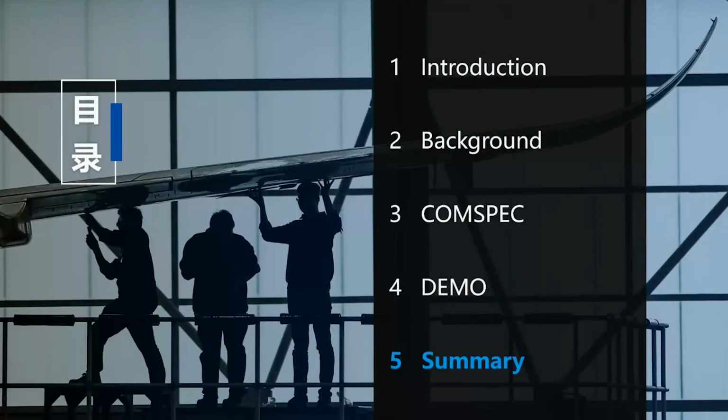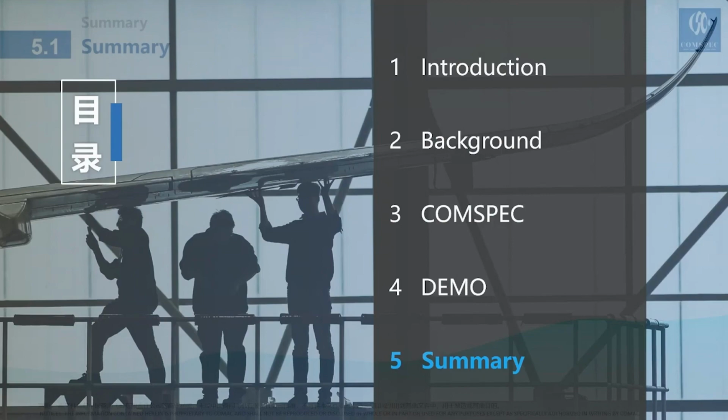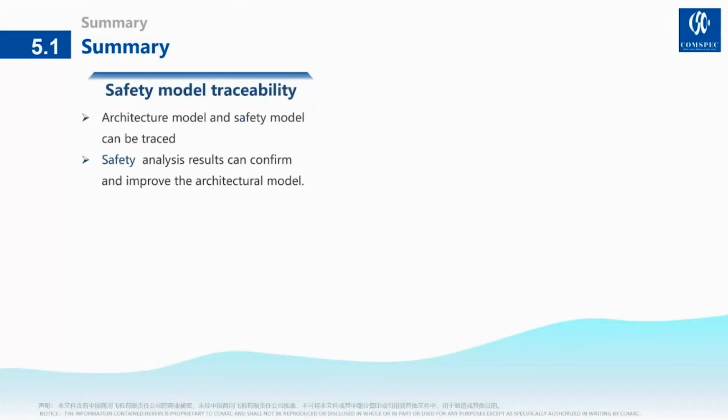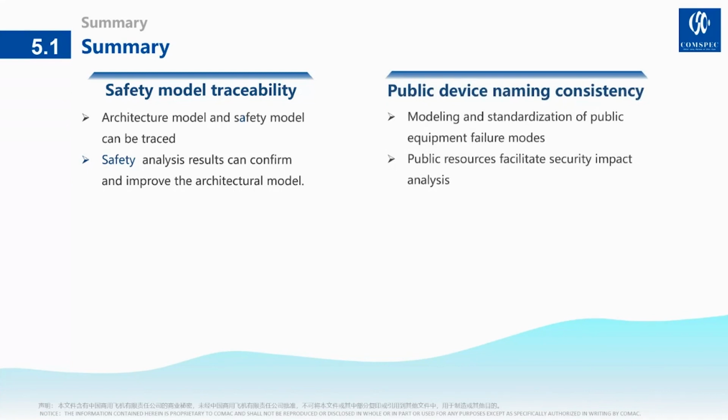And this is the last section, the summary. This platform has the following advantages. The first one is that the safety model and the physical architecture model can be traced, and the safety analysis result can confirm and improve the architecture models. The second one is that the naming of the public components is more standardized and consistent, making it easier to conduct safety analysis of the whole airplane.